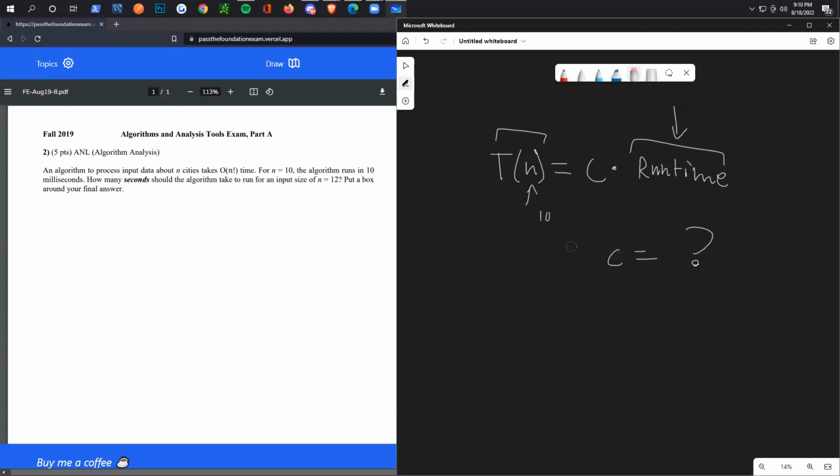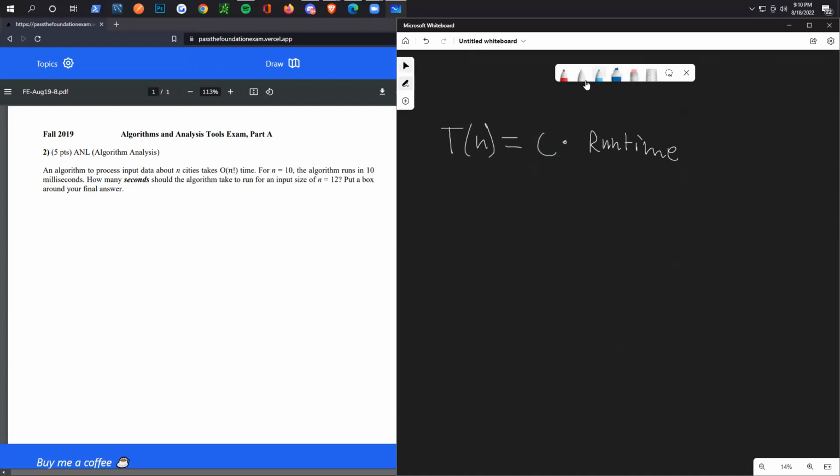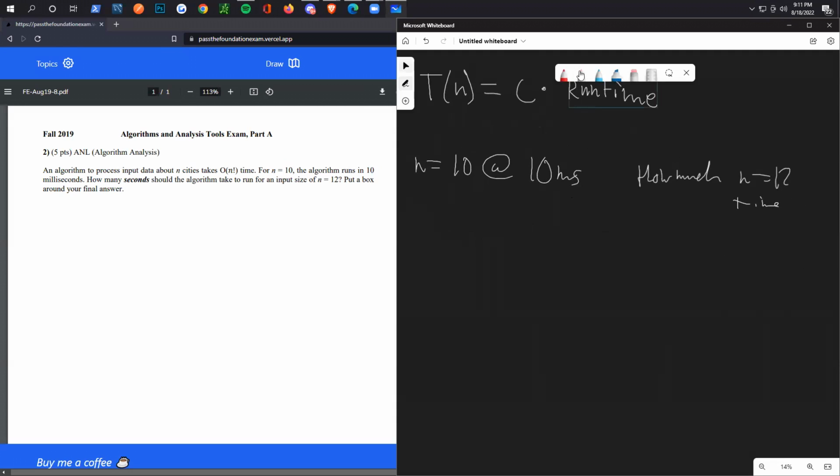So let's hop into it. We know we're going to start off with n equals 10, and that runs at 10 ms. And it's asking how many seconds the algorithm should take for n equals 12.